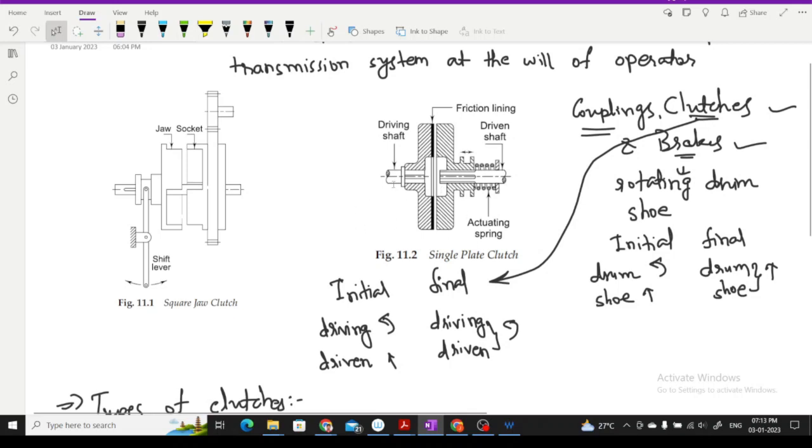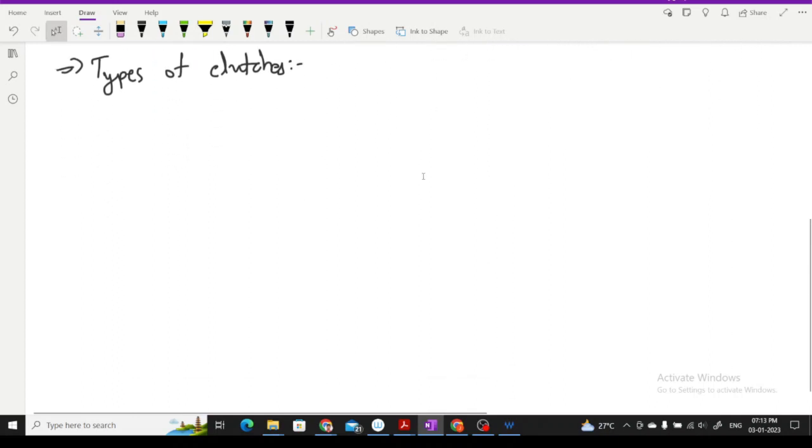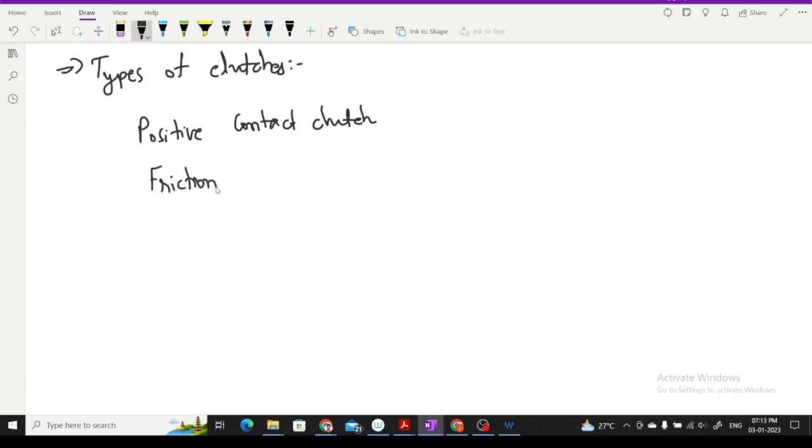Okay. Yes, sir. Now, in case of these types of clutches, you have the positive contact clutch, and the friction clutches. Now the electromagnetic clutch, and the fluid clutches and links.